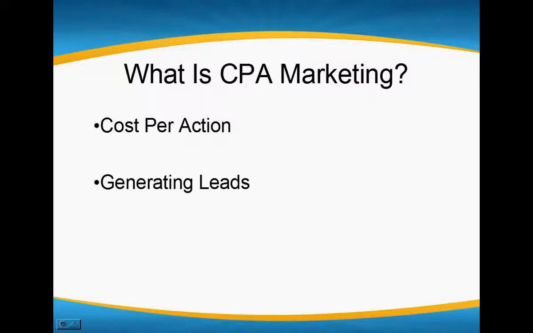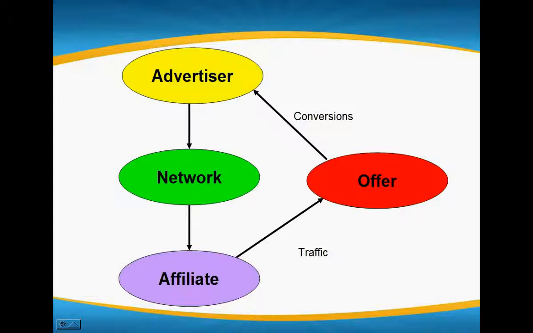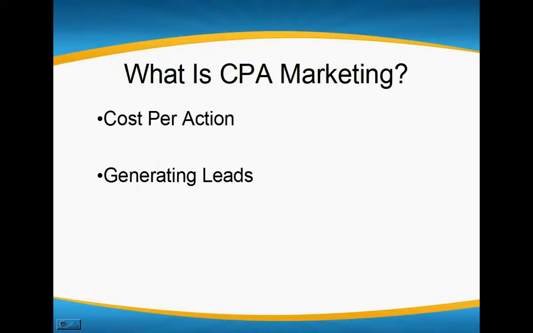Now, in essence, CPA marketing is extremely simple, as you can see from this diagram here. You promote an offer and generate leads for an advertiser. You can find these offers on your CPA network. The advertiser then pays the network for every lead you send, and in return you get a commission for finding these leads.